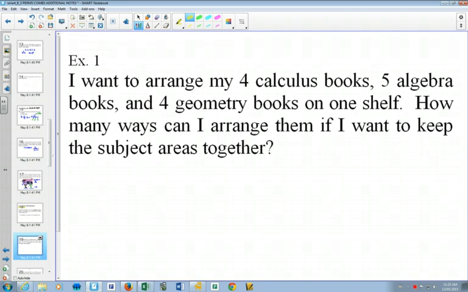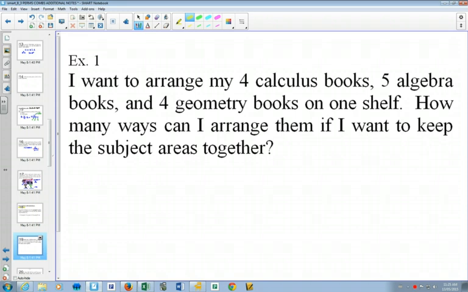Maybe you do this with something else. Maybe you have a DVD collection and you want all the action-adventure ones together and all your cartoons from when you were young together and your special edition Teletubbies copies all on their own. You know, those kind of things. Maybe that's more realistic than the math textbooks. But the idea is you want calculus books together, algebra books together, geometry books together.